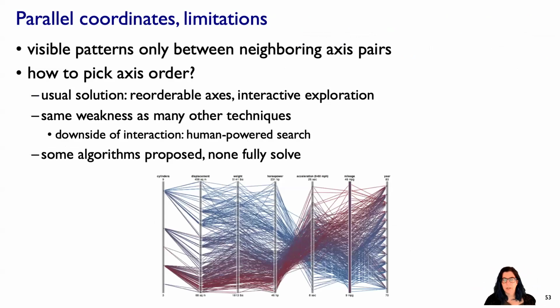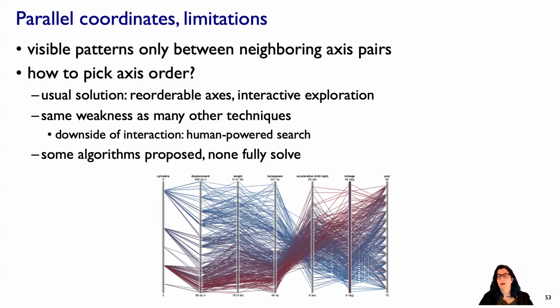Now, the big limitation here is the most salient patterns are between neighboring pairs of axes. So with the adjacent axes, like here, cylinder to displacement, we can see structure. But if I want to reason about cylinder compared to mileage, ooh, that gets much, much harder. Those axes are quite distant, and there's a lot of things happening in between. So the big question here is, did you pick the right axis order to show the patterns?